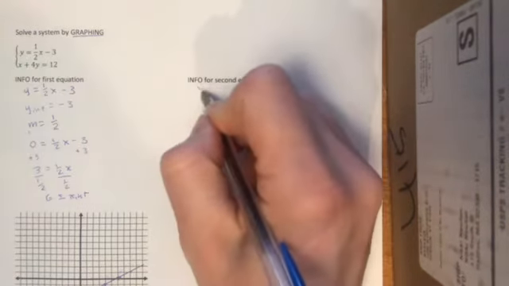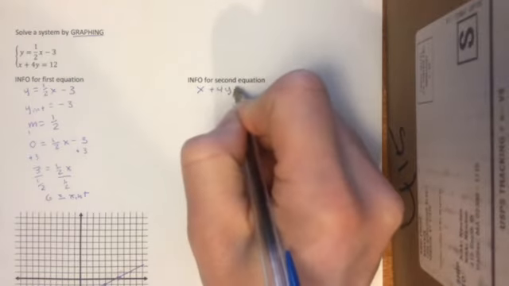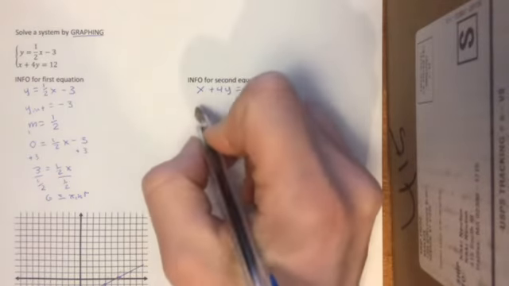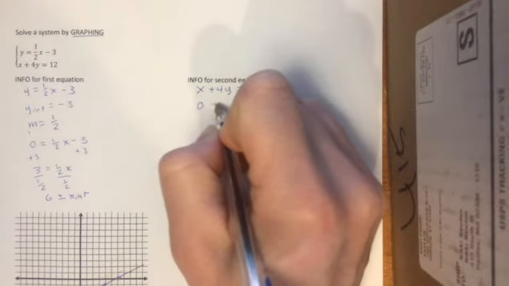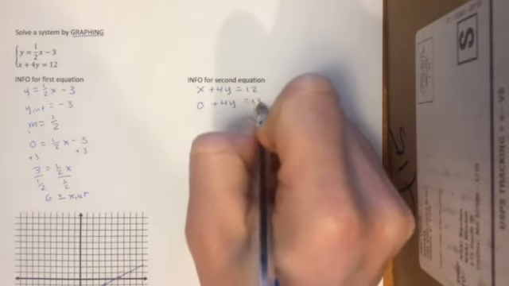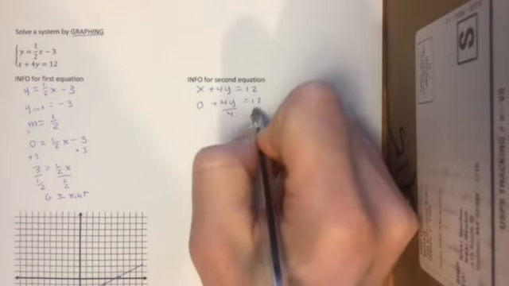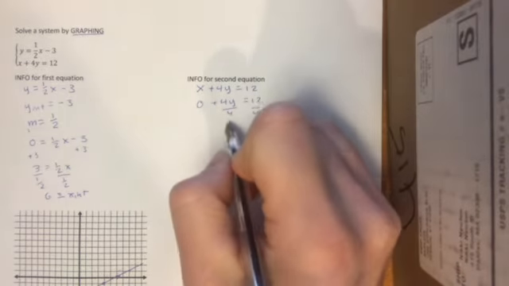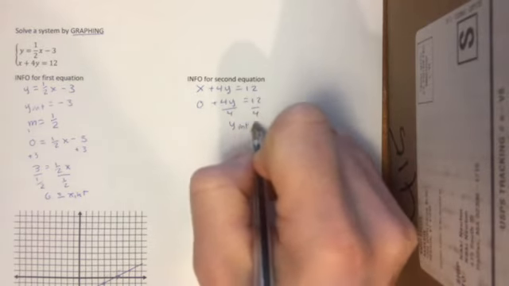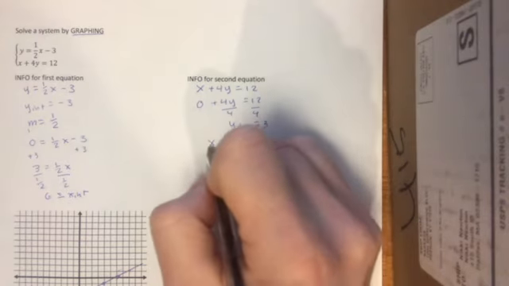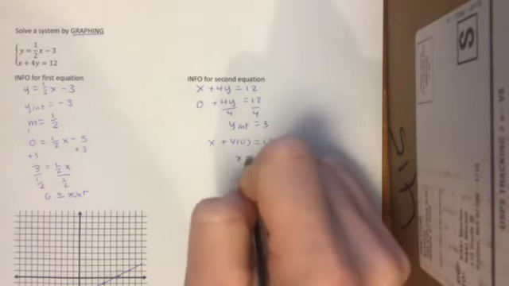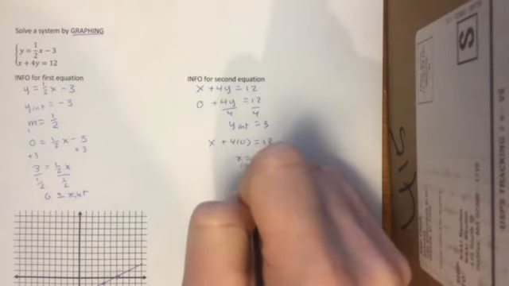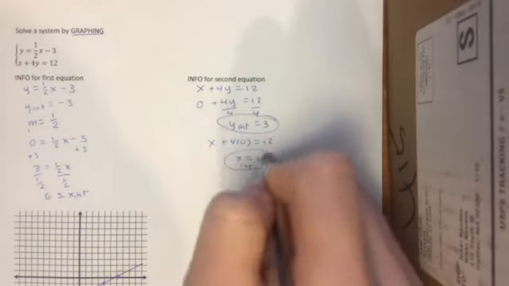Now we're going to do the same thing for the second equation, which is x plus 4y equals 12. So I'm going to find my intercepts first. If I plug in 0 for x, I'll end up with my y-intercept. So divide by 4, because 0 doesn't add anything to the equation. Y-intercept equals 3. I'll do the same thing to find the x-intercept. Plug in 0 for y, x equals 12. That's my x-intercept.